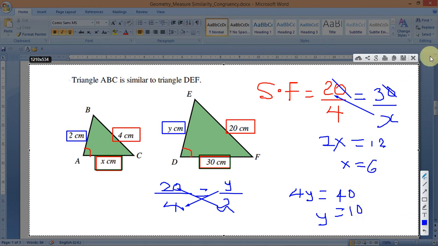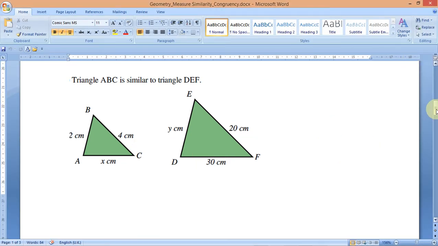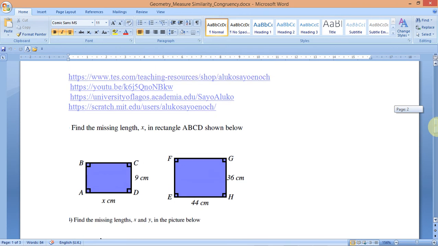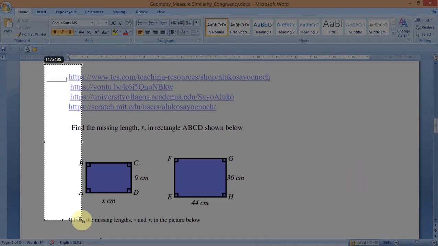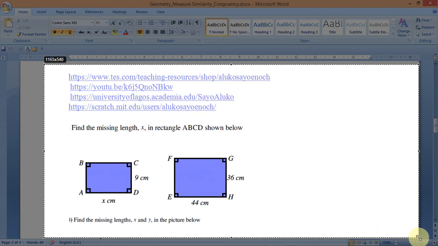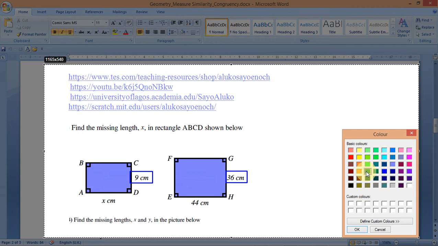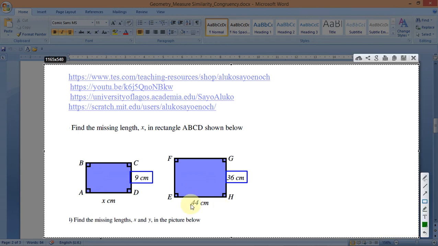Okay, so let's go to the next question. Let's take a look at this blue one here. You have to find the missing values y and x. So you apply the same rule. Go for two known values. The two known here are 36 against 9. Then go for the unknown now. So let me change the color. Then I have 44 against x.